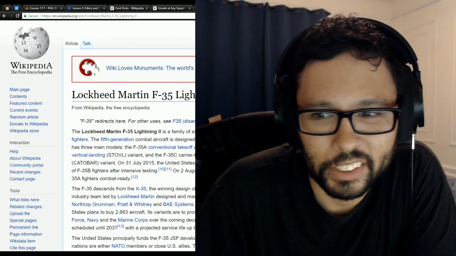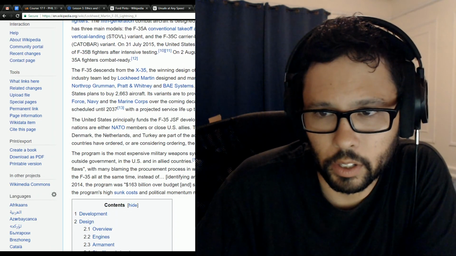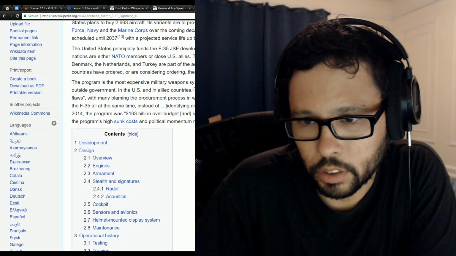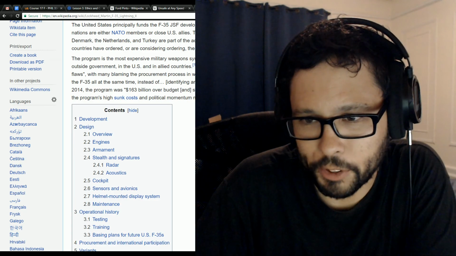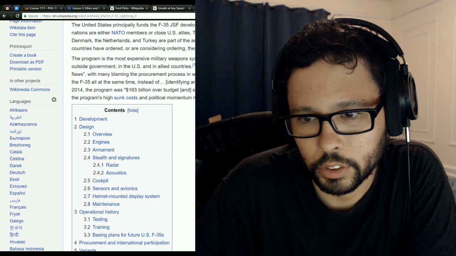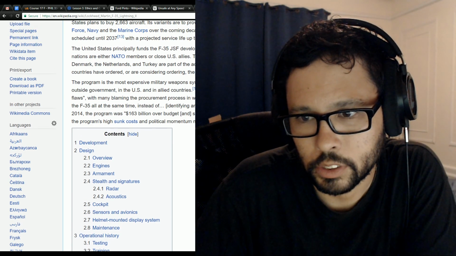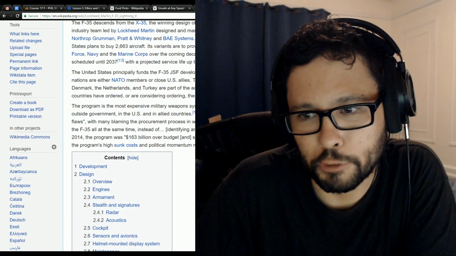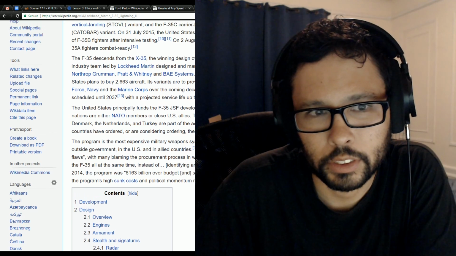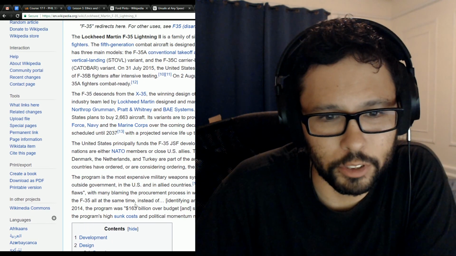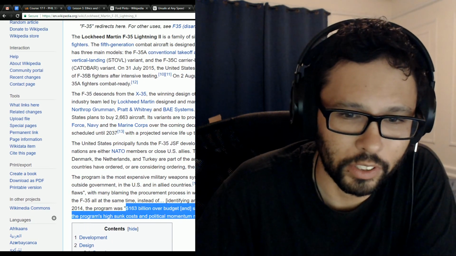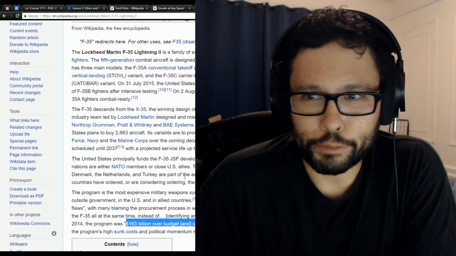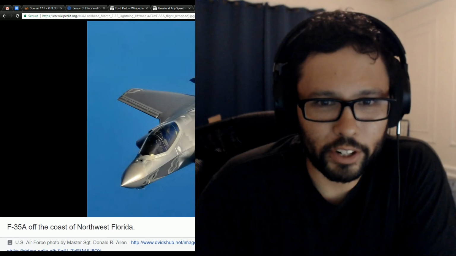Lockheed Martin. Each one of these aircraft costs almost $100 million per aircraft. The whole program cost $1.5 trillion. The program itself is $163 billion over budget, 7 years behind schedule. F-35, it's the new fighter jet that they have.